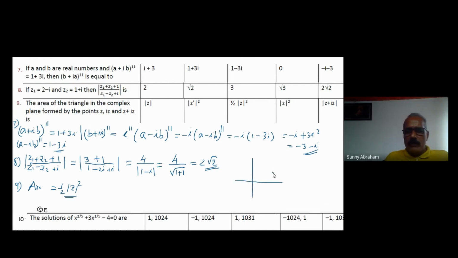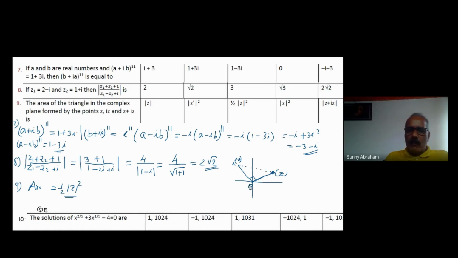Suppose this point is called z. Now, what is ιz? This point is rotated through an angle of 90 degrees. This angle is 90 degrees. This is z, then this point will become ιz. This is the origin. Okay. Now, what is z + ιz?